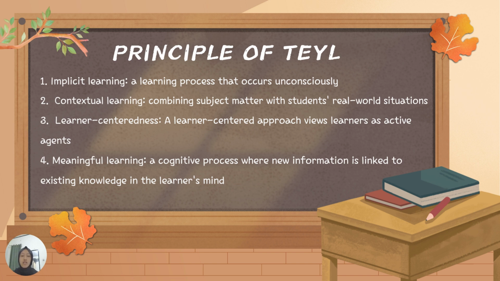And then the third is learner centeredness. A learner centered approach views learners as active students, as active agents, and then the teacher will guide the learning process in the classroom. And then the fourth is meaningful learning, a cognitive process where new information is linked to existing knowledge in the learner's mind.